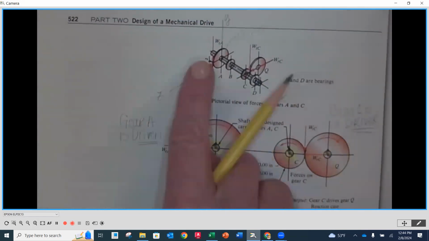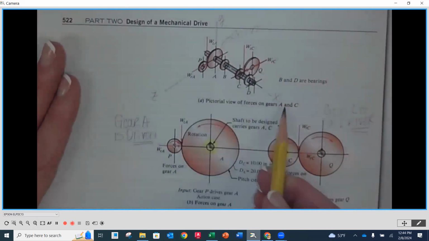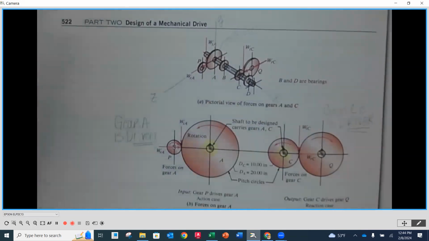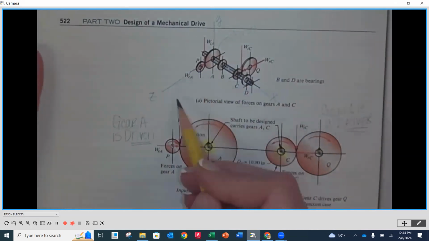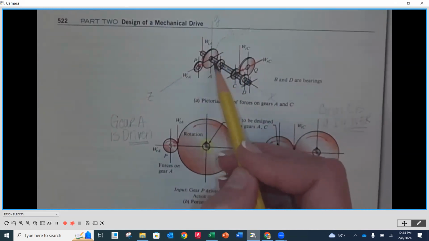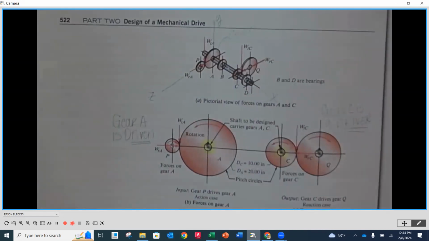So here is our shaft. If we look in this direction, horizontally, I call that the x-axis. Vertically, that's going to be the y. And then the z is coming in and out at us. Okay, so we're looking in this direction. From left to right, this is point A, then B, C, and D. So remember, B and D are going to be our bearings, and A and C are where we have our gears.